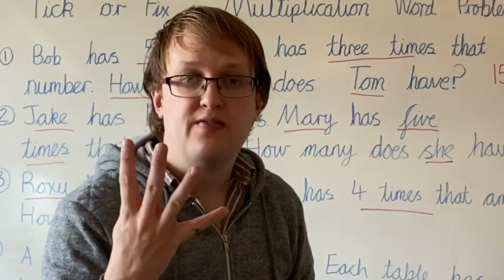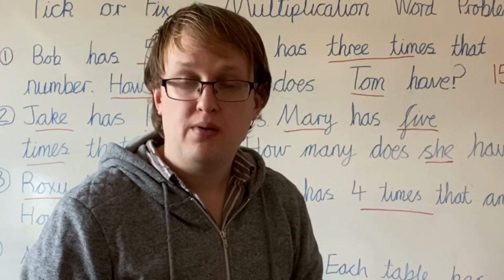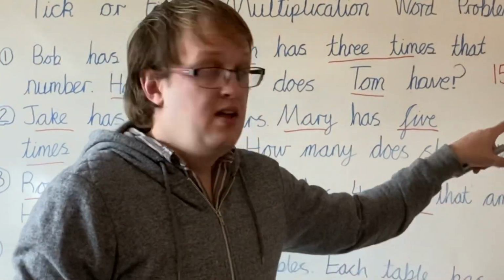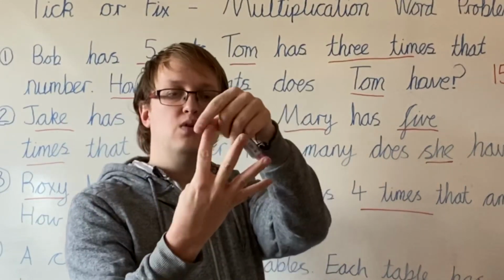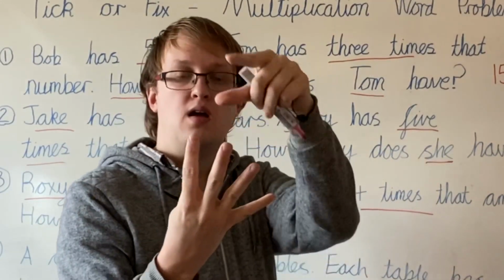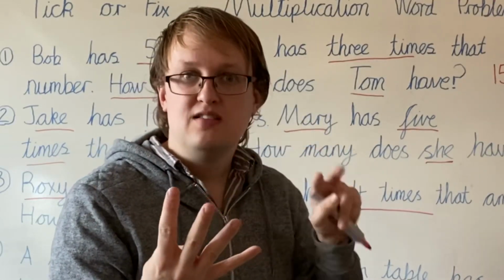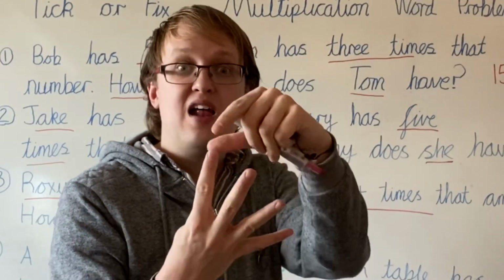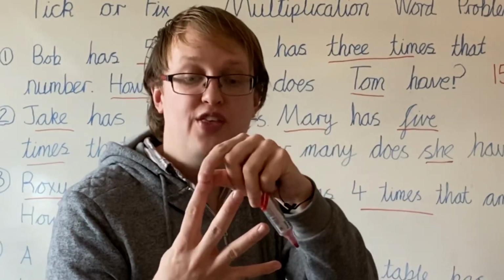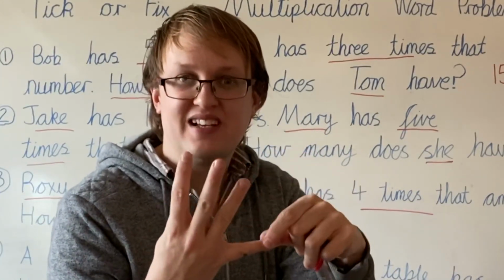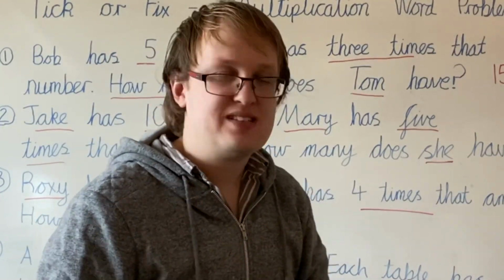This time I'm going to use my fingers to count 4 lots of 4 and see what number I come up with. Hopefully it will be 16. So there's 4. 1, 2, 3, 4. Let's count another lot. 5, 6, 7, 8. 2 lots so far. 9, 10, 11, 12. 3 lots. 13, 14, 15, 16. 4 lots. 4 times 4 equals 16.